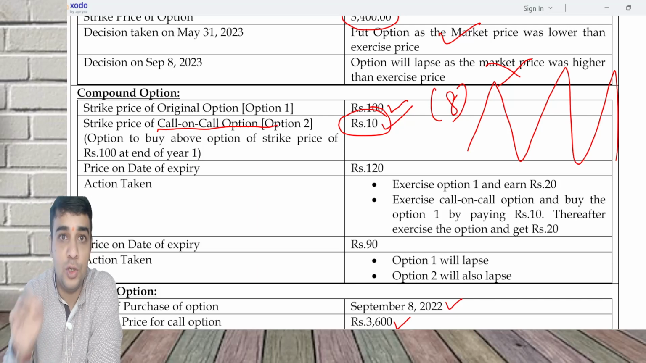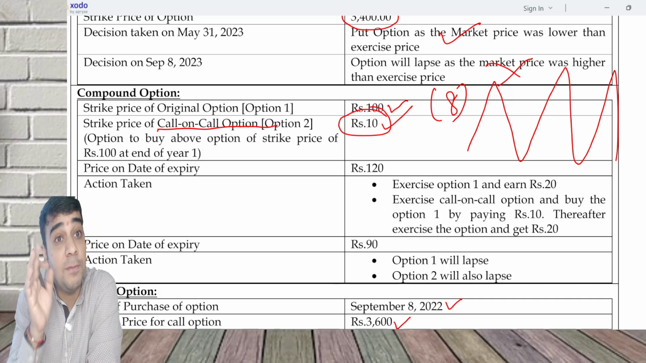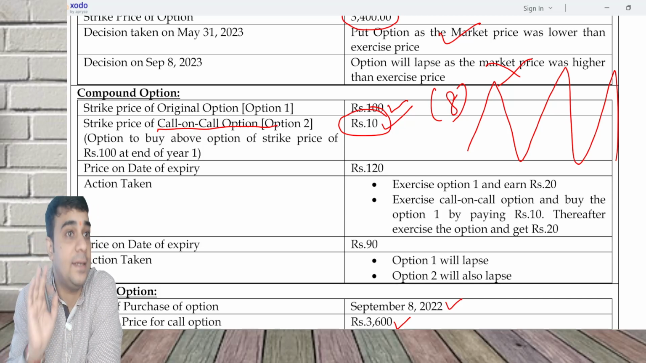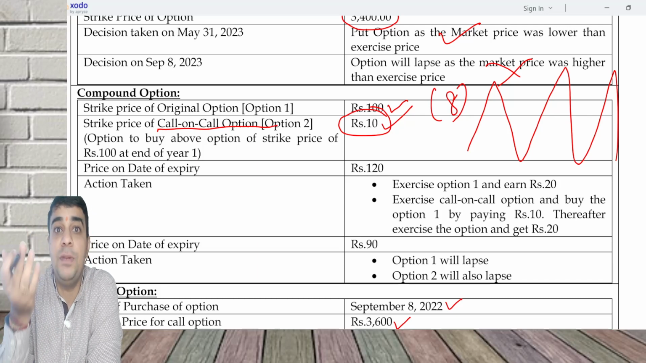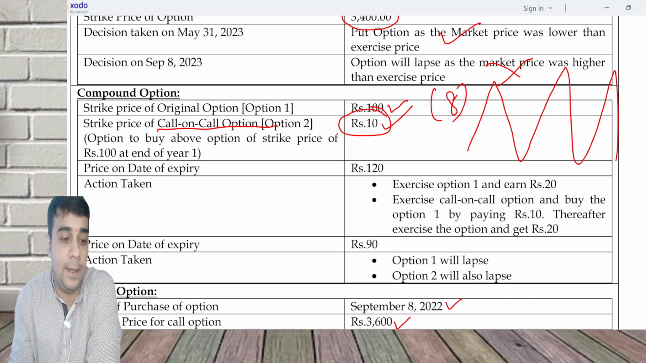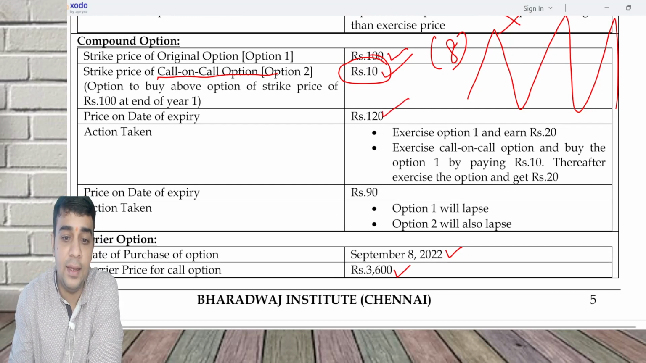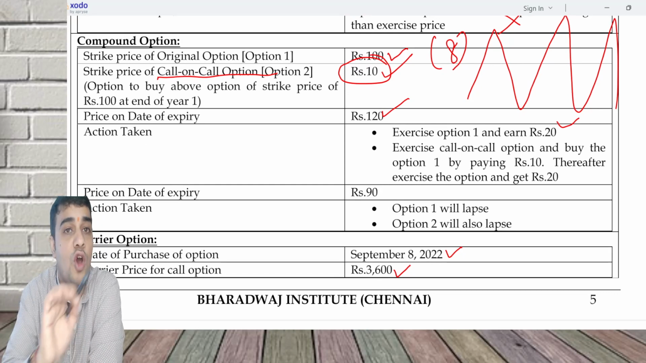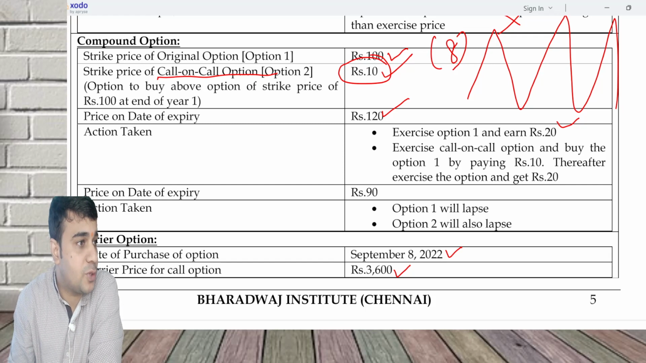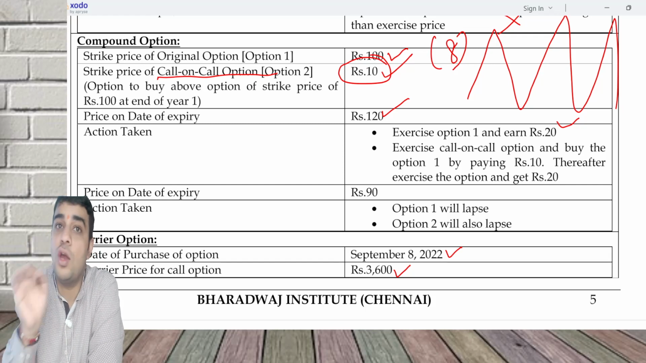Today I paid 8 rupees. I have a flexibility to buy another call option by paying 10 rupees. When will I pay? If the premium in the market is going up beyond 10. So, price on the date of expiry is 120. Exercise option 1 and earn 20 rupees. This is your option 1 part, which is your normal option. You have exercised it and earned 20 rupees. Exercise call on call option.